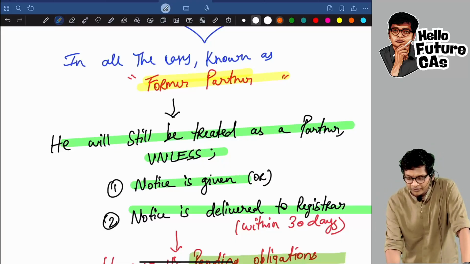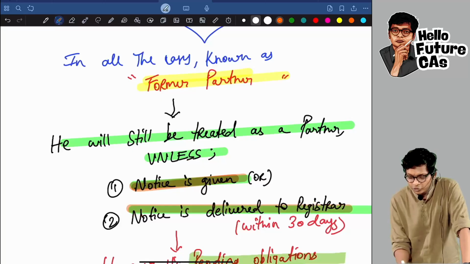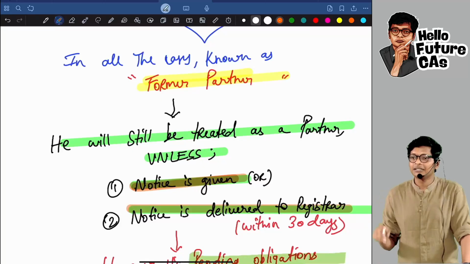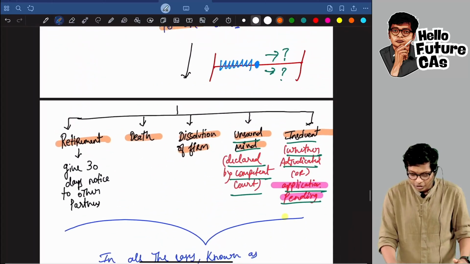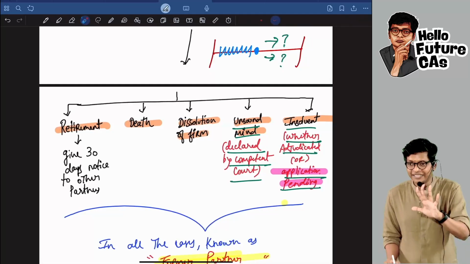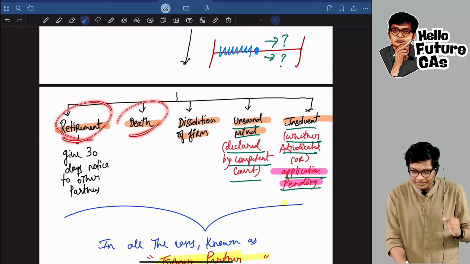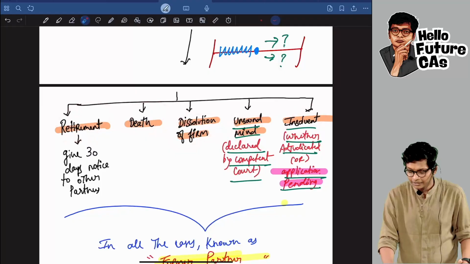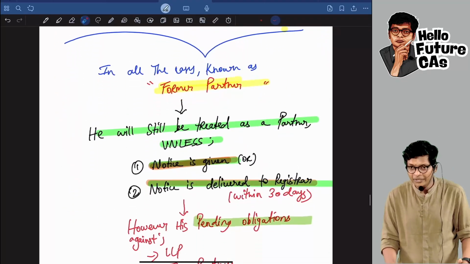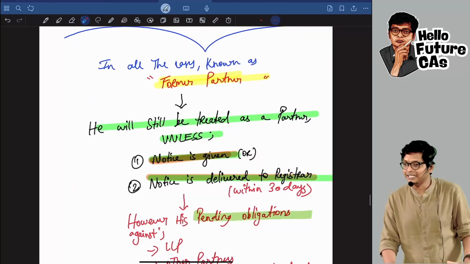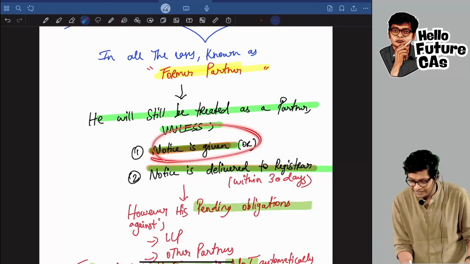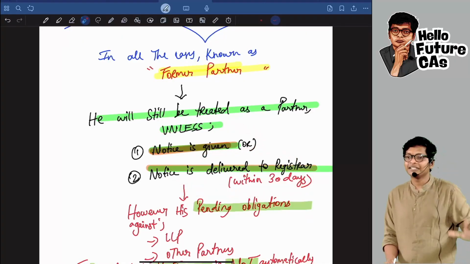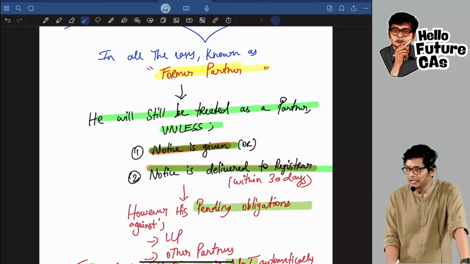So a notice has to be given and should be delivered to the registrar within 30 days. Are you following, sir? All this nonsense I don't want, sir. For the exam, a former partner's retirement, death, dissolution, unsound mind or insolvency, that person is called a former partner. When he leaves, except for death, I can't give notice. You need to give notice and deliver it to the registrar within 30 days. That's it. Are you following, guys?